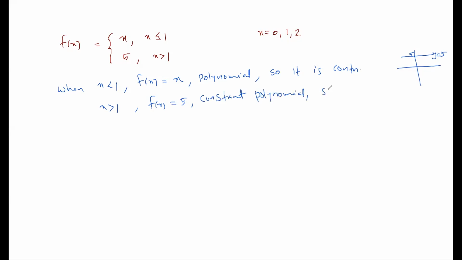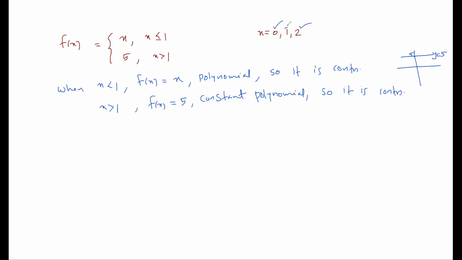So it is continuous. So koi issue nahi. One se less ya one se jyada hai, to donon case mein function continuous hai. So function polynomial hai, so it is continuous. There is no doubt. So that means 0 mein continuous hai, koi doubt nahi. 2 mein bhi continuous hai.